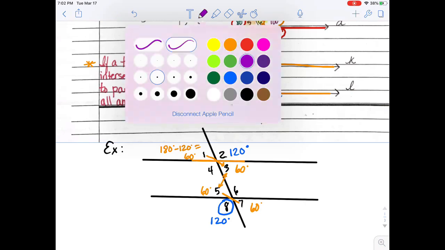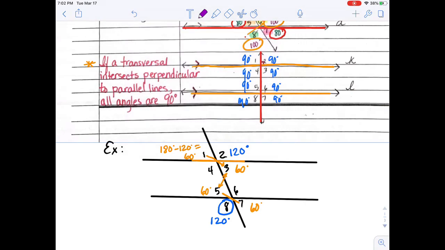I'm almost done. I could use many things, but how about corresponding angles? Angle 2 corresponds. It would sit on top of angle 6, so angle 6 would be 120 degrees. Oh, vertical angles, 2 and 4. That means 4 is 120 degrees.